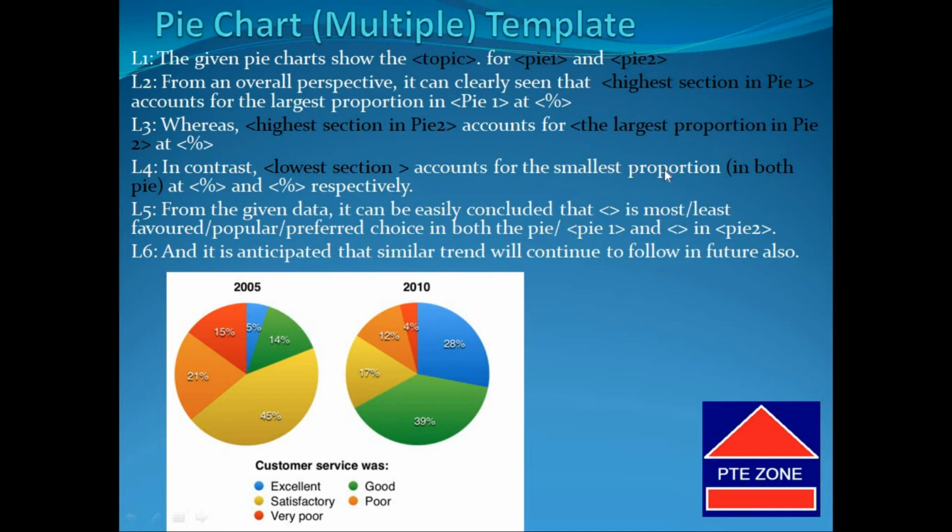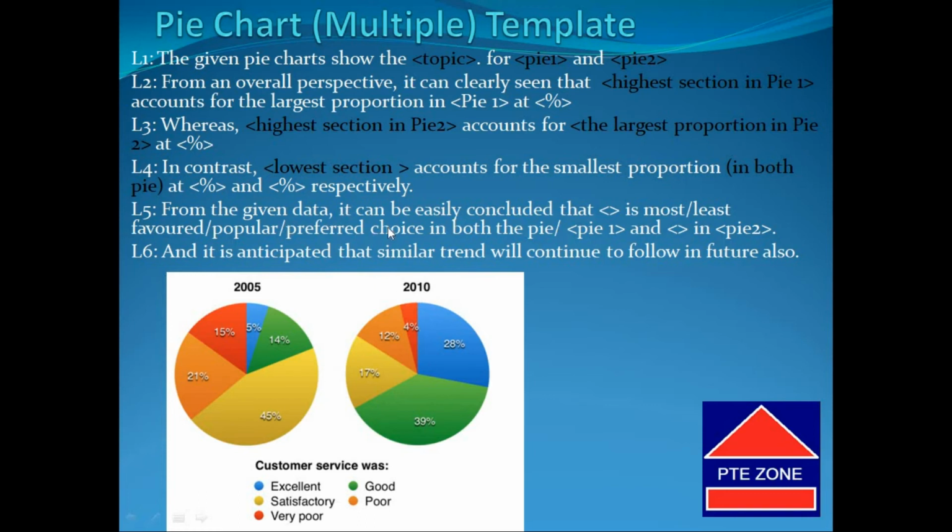I have mentioned here smallest proportion in both the pies, because there is a possibility that both these pie charts have the same smallest proportion, right? So that's the reason why I have mentioned it here. But if it is different, you can say smallest proportion accounts for excellent in 2005 and very poor in 2010 at 4%.